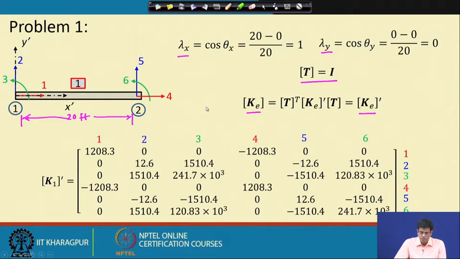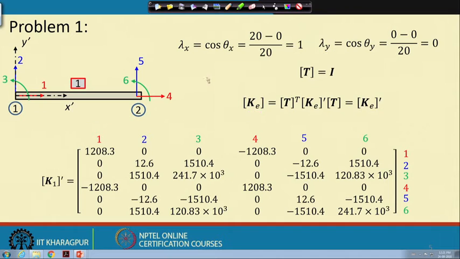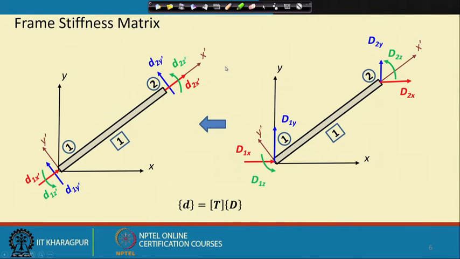Before we start, let us see what equations we need to follow. If you remember, there is a transformation: if you know the global displacement vector capital D, and you want the local displacement or deformation vector, then T is the transformation matrix. We know this from our previous discussion, even from the first class.